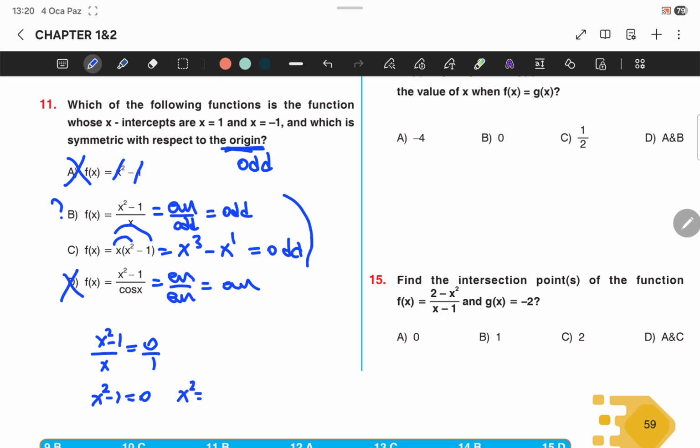X squared is equal to 1, x will be equal to what? Positive or negative 1. You say that the x-intercepts are positive 1 and negative 1. And which one will it be? B. It is the correct answer.